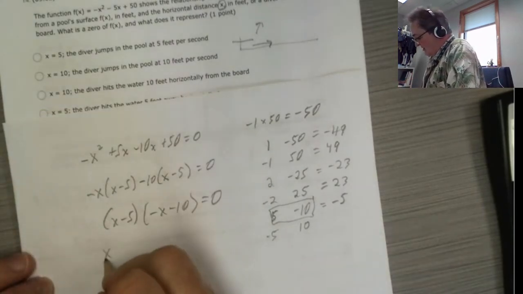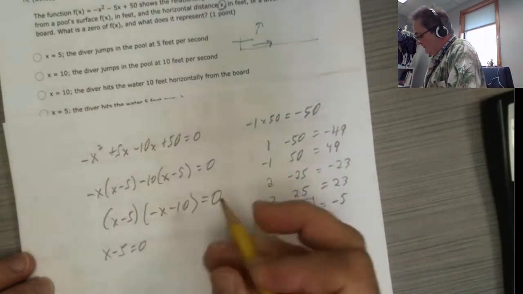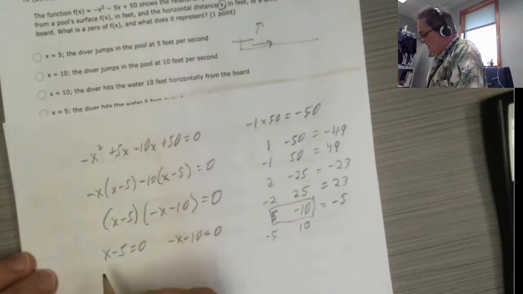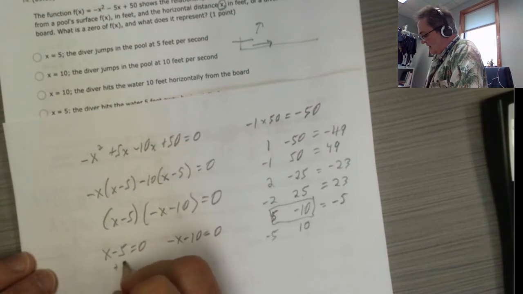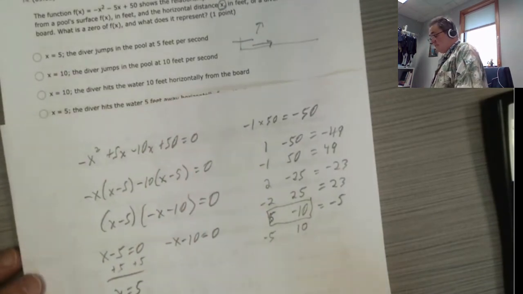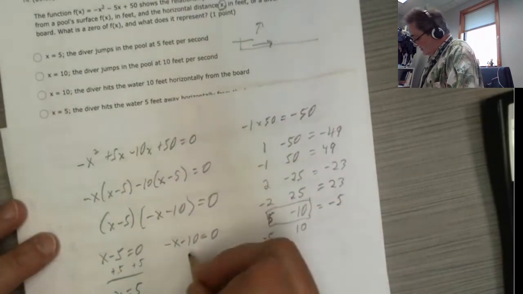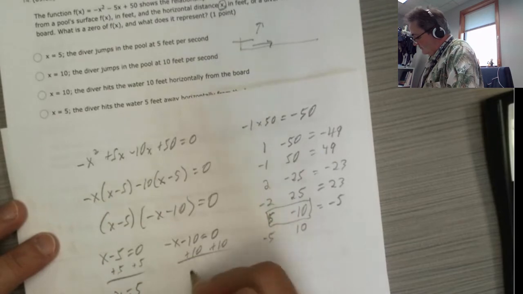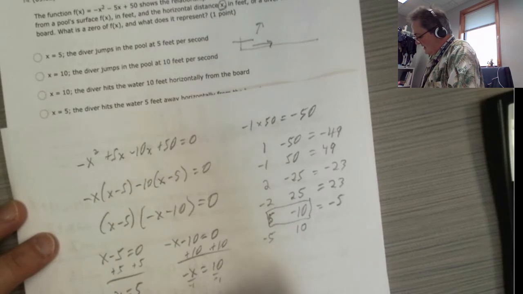So either x minus 5 equals 0, or -x minus 10 equals 0. So if this is true, add 5, x equals 5. If this is true, add 10, -x equals 10. So we divide by -1, x equals -10.